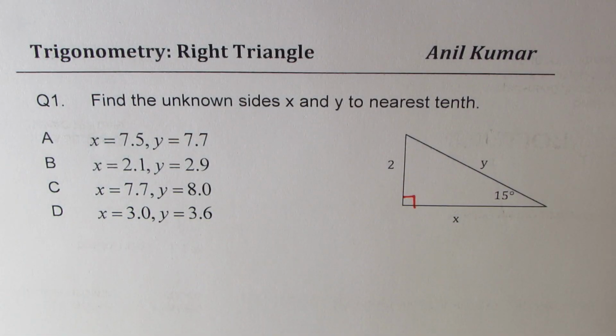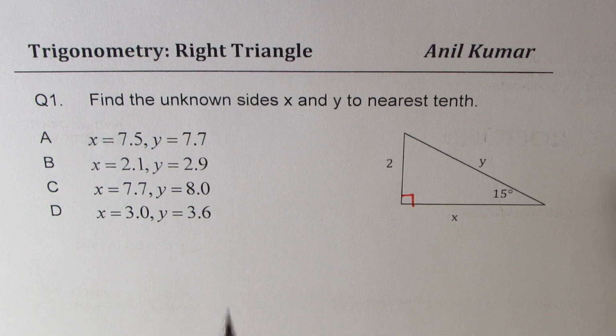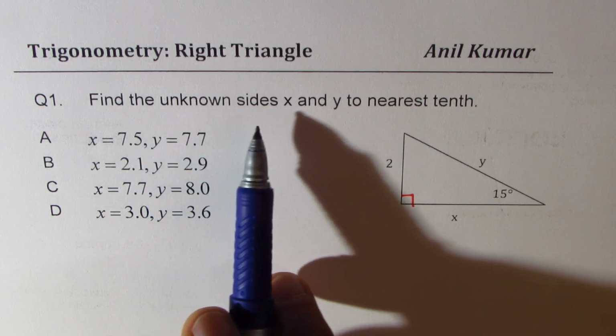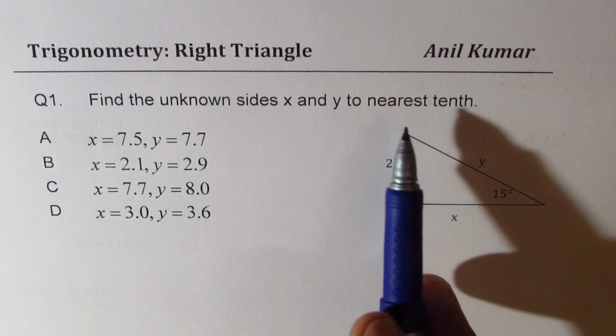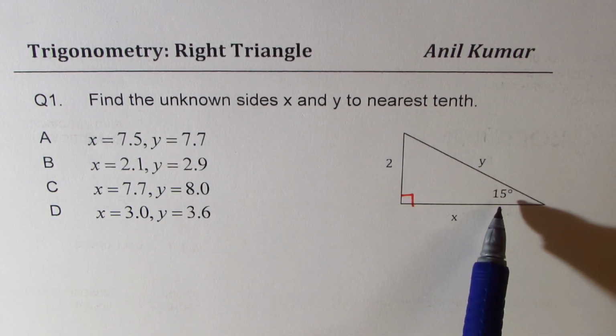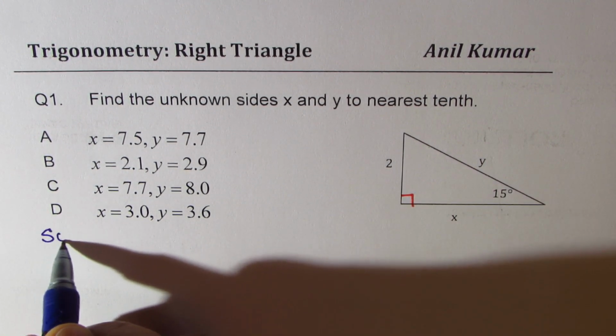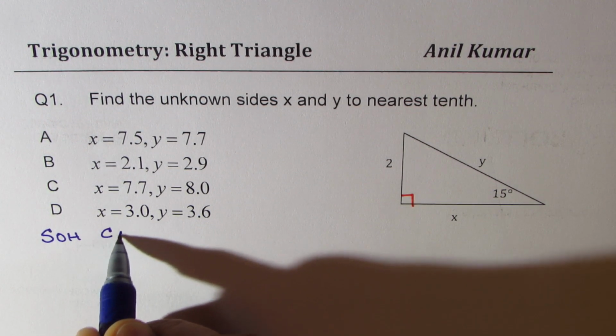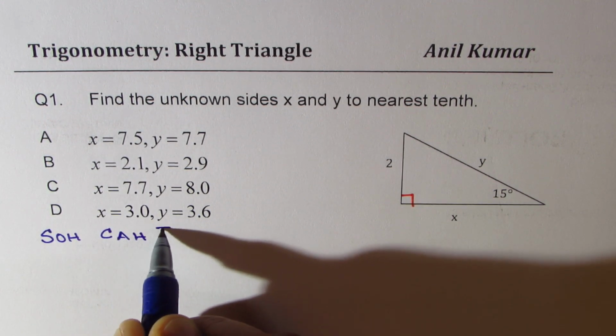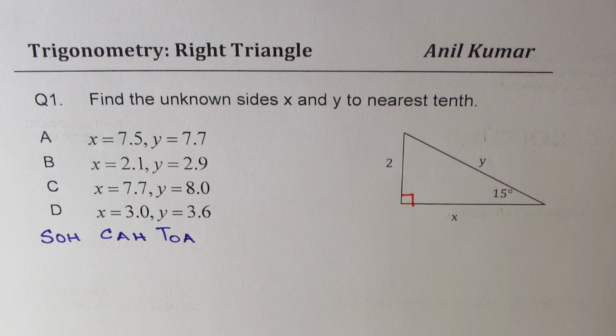Now let's begin the solution of these multiple choice questions. In the first one, find unknown sides x and y to the nearest tenth. We are given the angle. Now you remember SOHCAHTOA, right? Sine is opposite over hypotenuse, cos is adjacent over hypotenuse, and tan is opposite over adjacent.